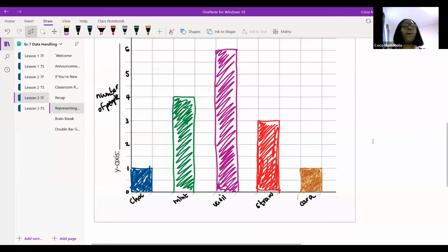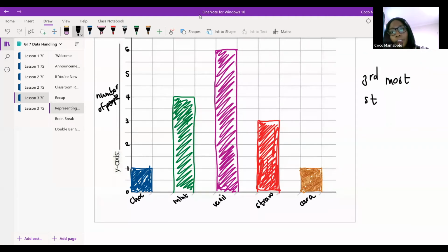So now when we're looking at this information, it's very easy for us to read off the graph. Now, if I had to ask you guys, which ice cream flavor is liked the third most? Third most. Look at the graph and tell me which ice cream flavor was liked the third most. That's it, Jiria. Well done, Tyler and Keisha. That's exactly what I want to see.